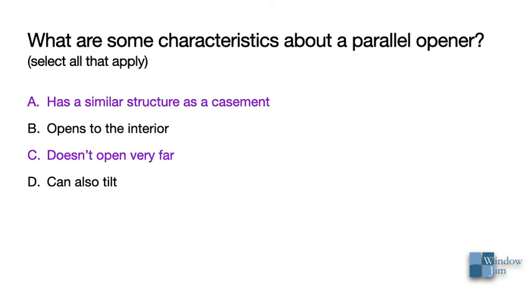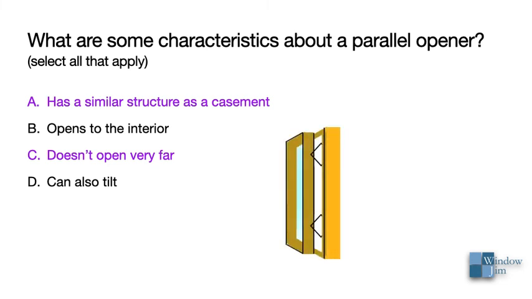A and C are correct. It's in the casement family because of a similar frame and sash, and that when closed, the sash compresses against weather stripping and is pulled tight with the locks. However, the sash won't open very far. The sash pushes out to the exterior in the same plane, but will not tilt.